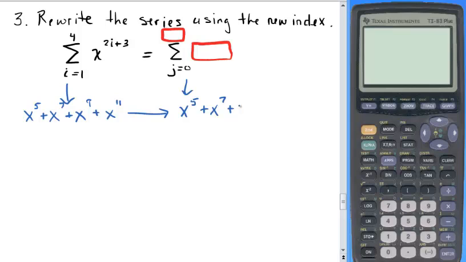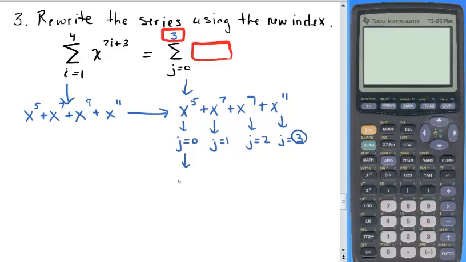Well, I still want the exact same series. So I'm just trying to interpret it in a different way. This time I want to start at 0. So j equals 0, then j equals 1, then 2, and then ends at 3. So I know the value that goes at the top of my summation is 3. Well, I need to ask myself, how can I rewrite x to the 5th with an index or a value of 0? Well, I could easily do x to the 0 plus 5.